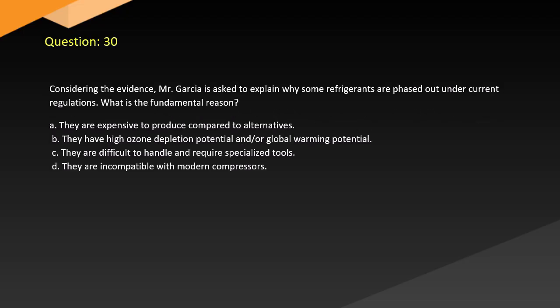Question 30. Considering the evidence, Garcia is asked to explain why some refrigerants are phased out under current regulations. What is the fundamental reason? A. They are expensive to produce compared to alternatives. B. They have high ozone depletion potential and/or global warming potential. C. They are difficult to handle and require specialized tools. D. They are incompatible with modern compressors.